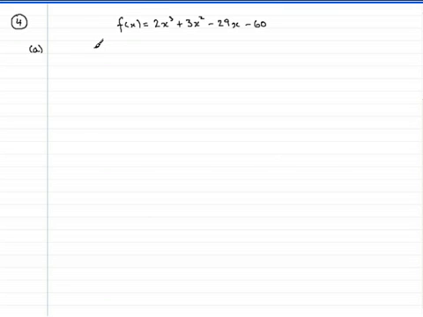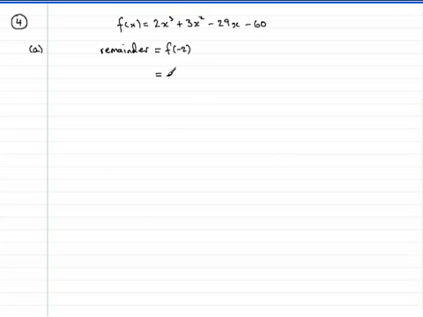Okay, so welcome back if you gave it a go. Let's see how you got on. So if we're trying to find the remainder when f of x is divided by x plus 2, the remainder is found by letting x equal minus 2. So the remainder equals f of minus 2.